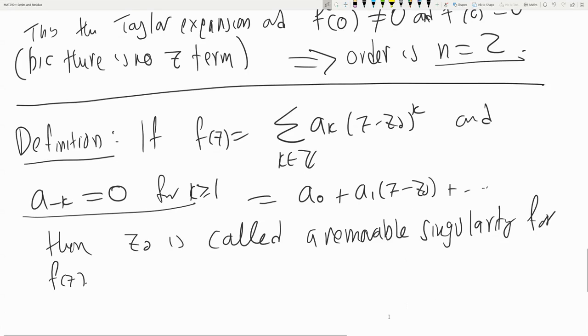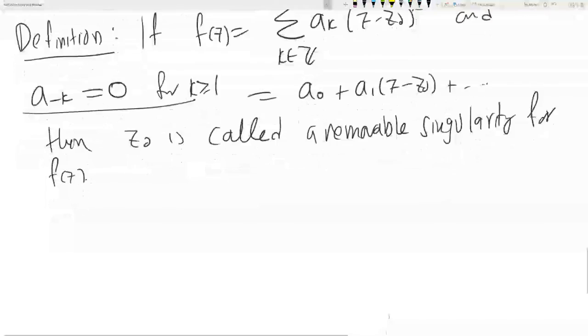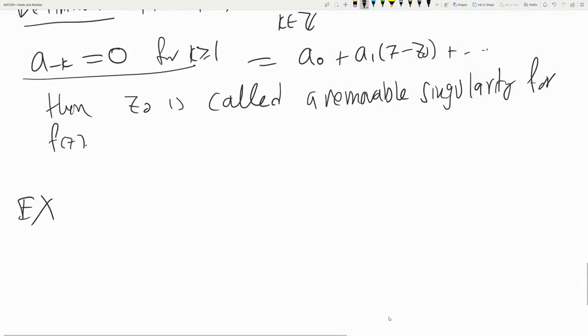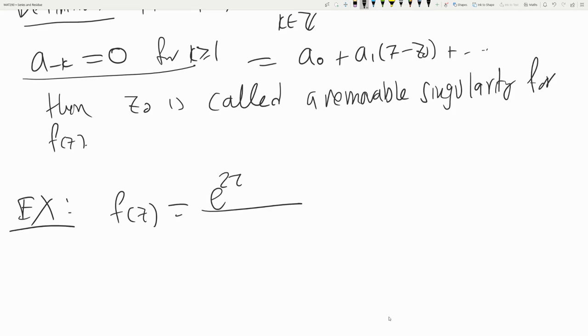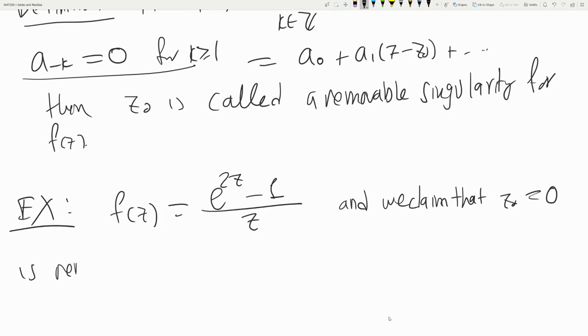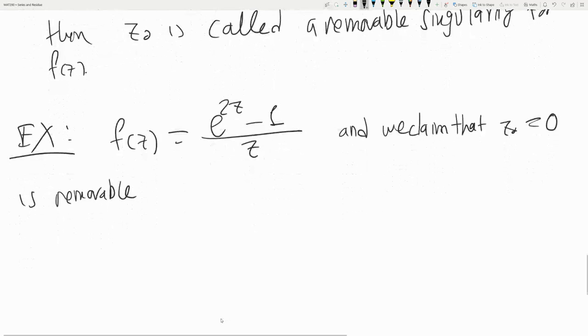All right, so let me do a different example. They have one in the book, but I'll do a different one. We have the function f of z equals e to the 2z over z, and we claim that z naught equal to 0 is removable. And I will explain the terminology with this example. Why is it called removable?